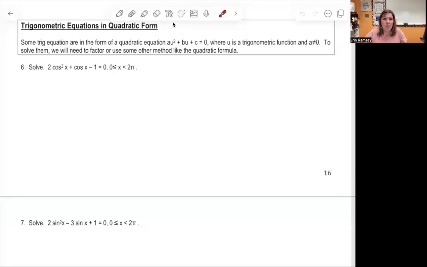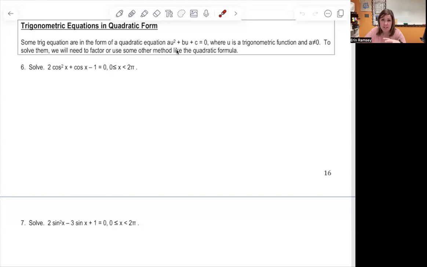Okay. So what we are looking at is equations that are trigonometric in quadratic form first. So again, this does not mean that they are quadratic, because that would mean it would have to be a polynomial, but it does mean that they follow that quadratic form, a times u squared plus b times u plus c. And in this case, u is going to be some sort of trigonometric function, and this first term can't be 0 because then it wouldn't be quadratic anymore. So we'll need to factor or maybe even use the quadratic formula to be able to solve these.